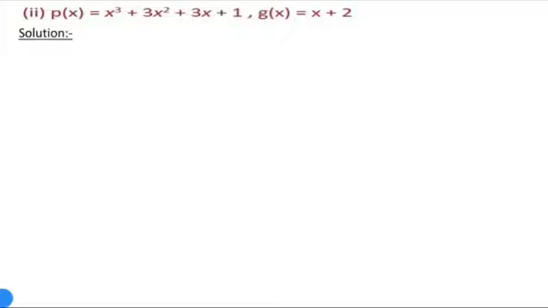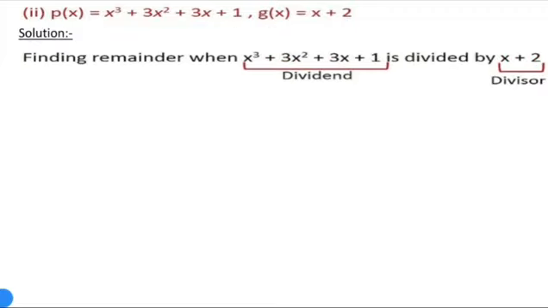So the sub question 2 says p of x equals x cube plus 3x square plus 3x plus 1. And here the g of x is x plus 2. Right, children? Now we are going to find whether this g of x is a factor of p of x or not. So in the solution, first we are going to find the remainder when dividend is divided by divisor. Here the dividend is p of x and divisor is g of x.